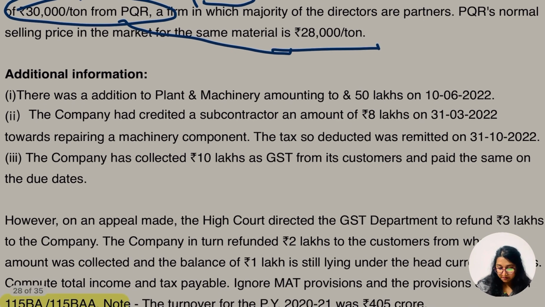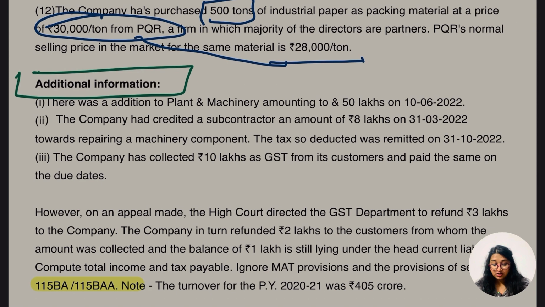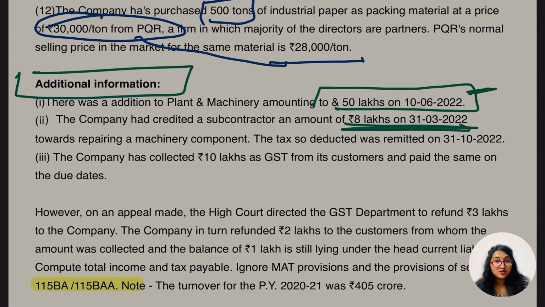Now comes the main thing. In this additional information part, there was an addition to plant and machinery of 50 lakh on 10th 6 2022. We have to determine whether they have completed 180 days or not. The company has credited a subcontractor an amount of 8 lakh for the repairing of plant and machinery, and the tax deducted was remitted on 31st 10 2022. So 30% is going to be disallowed now.